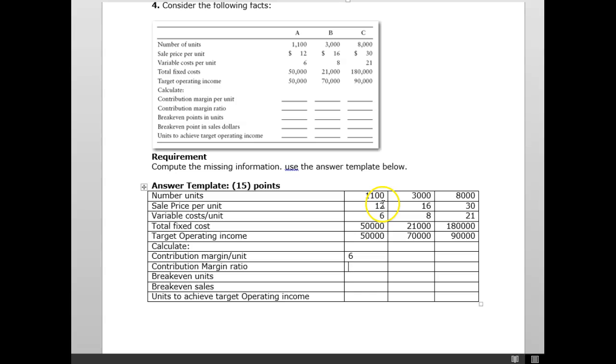Well, sales price over this 6 is 50%, right? You can just figure that one in your head. So what are the break-even points, or break-even units? What is it going to take to break even? Well, if I divide 50 by the 6, I should come up with 8,123.